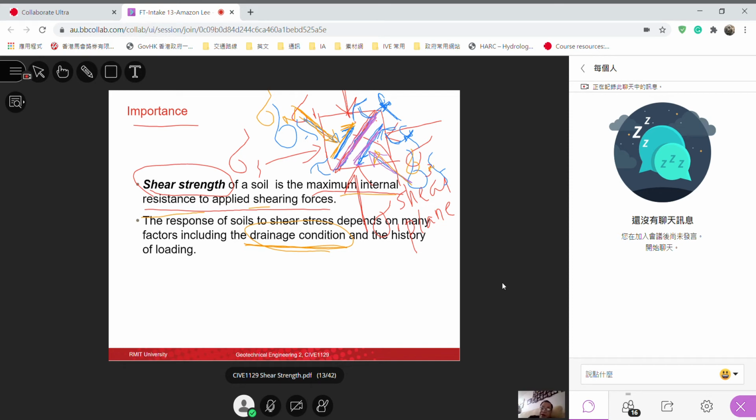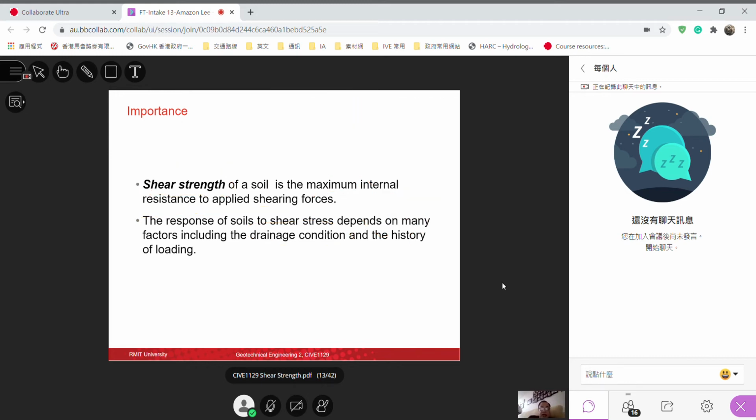So the complexity of soil mechanics is, first, it's not a bonded material. It's a frictional material. Everything is mobilized by the internal friction of the soil particles. So this is one thing different from concrete or other civil engineering materials, steel for example. And second, it also depends on the drainage condition. It could be drained or it could be undrained.